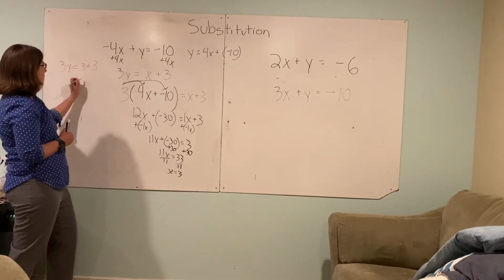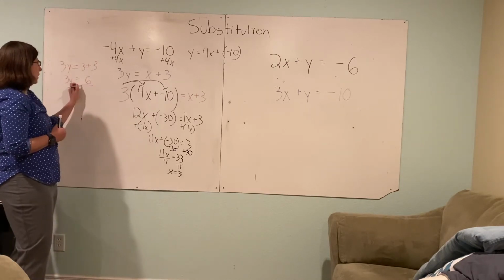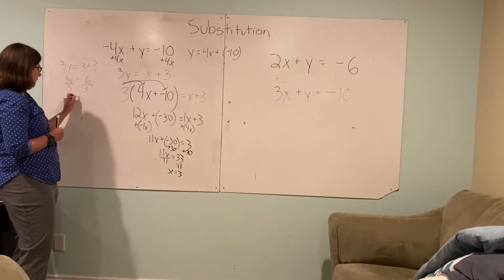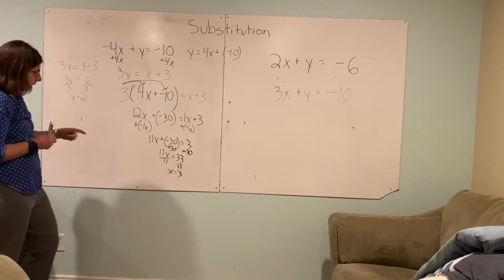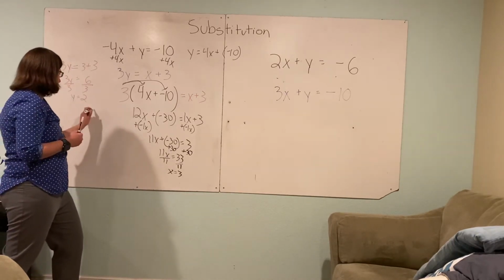3 plus 3 is 6. So 3y equals 6. We're going to divide both sides by 3 to isolate the y. Y is going to equal 2. When you write your answer as a coordinate point, go in alphabetical order. So (3, 2).